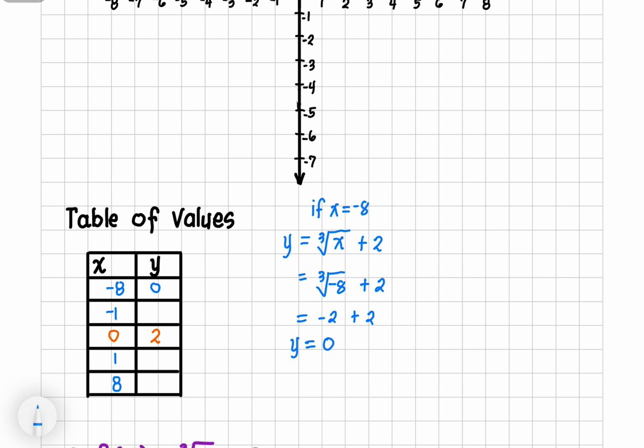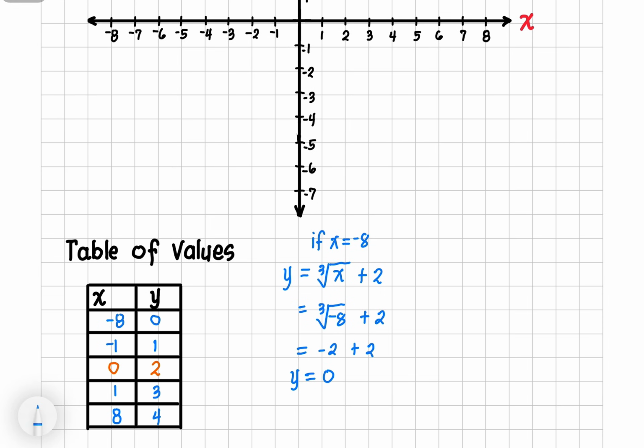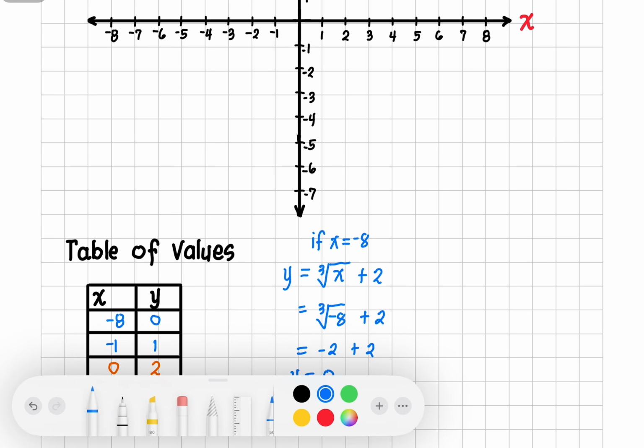And then, so we have 1. When we substitute inside, the cube root of negative 1 is, of course, negative 1, plus 2. So we have positive 1. Okay? So we have here 3 and 4. So class, I will not solve these anymore. You can do it yourselves. And then afterwards, we can now graph, or plot those points. Okay?